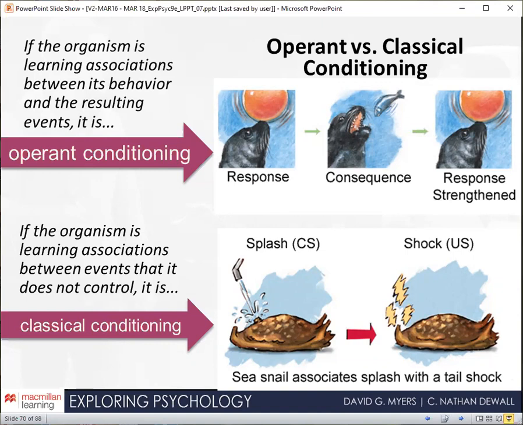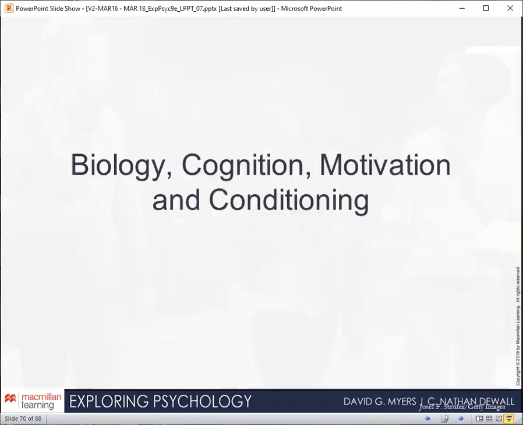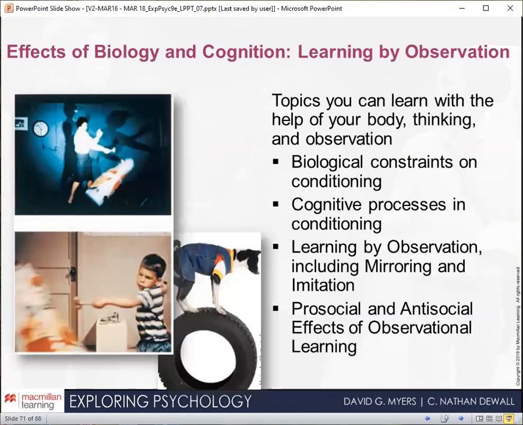Now, so those were associative learning. The next topic is not going to be associative learning, not in the way we've seen it here. We're talking about biology, cognition, motivation, and conditioning. So the topics that we'll learn about here are the following: biological constraints on conditioning, cognitive processes in conditioning, learning by observation, pro-social and anti-social effects of observational learning.